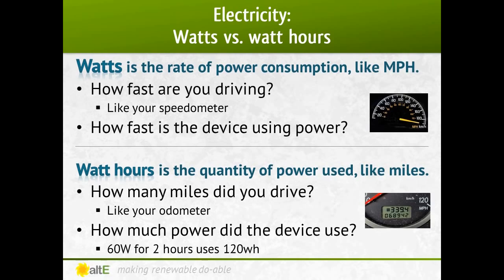Watt hours is the quantity of power used, like miles. How far did you drive? Your odometer tells you that. Using a 60-watt device for 2 hours uses 120 watt hours.